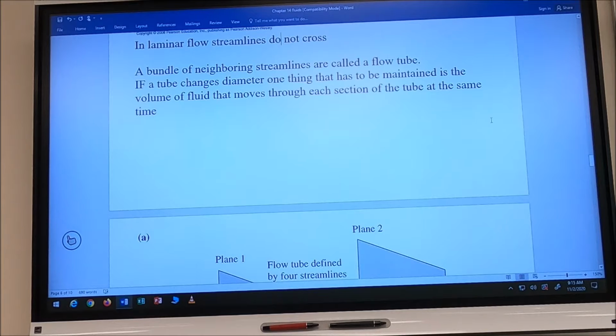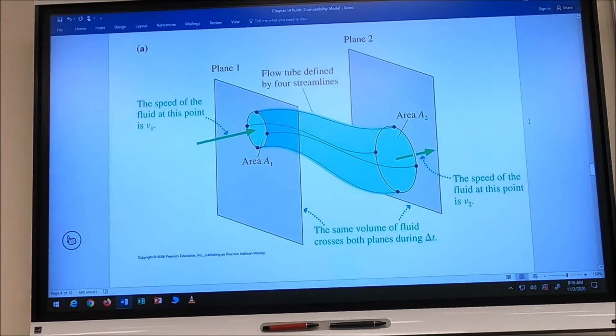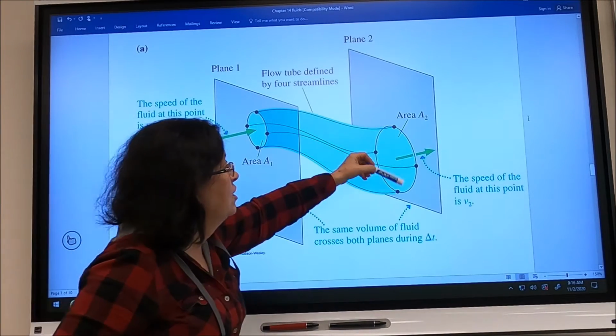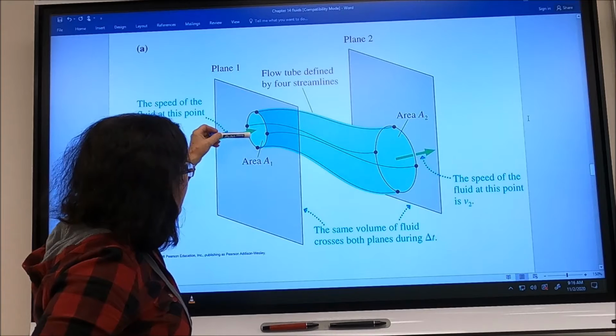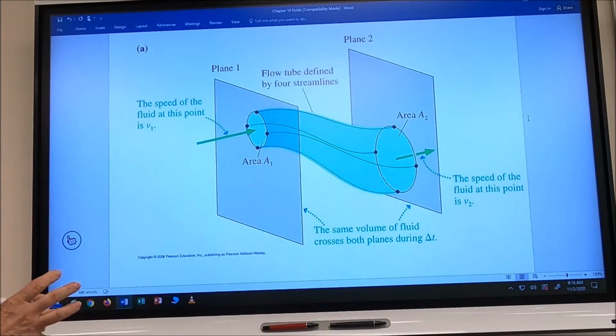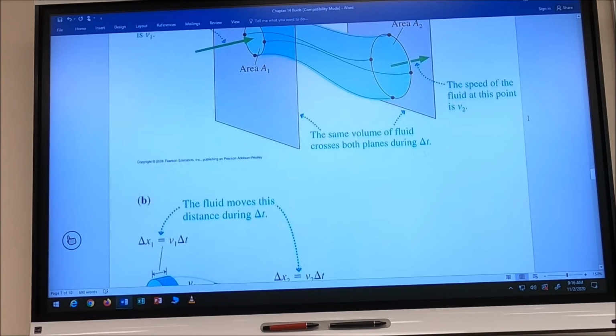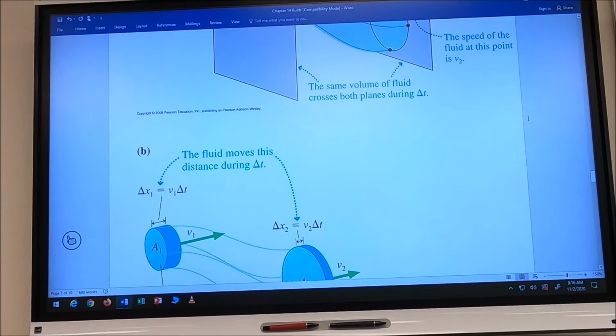So, a bundle of neighboring streamlines is called a flow tube. If a tube changes diameter, the volume of fluid passing through a region has to be maintained. So if the diameter of the tube changes, then the speed of the fluid has to change. Okay? So if I look at the speed V1 here and the speed V2 here, the speed at V1 has to be higher than the speed at V2 because the tube is bigger. Okay? The same volume of fluid has to be passing through that.